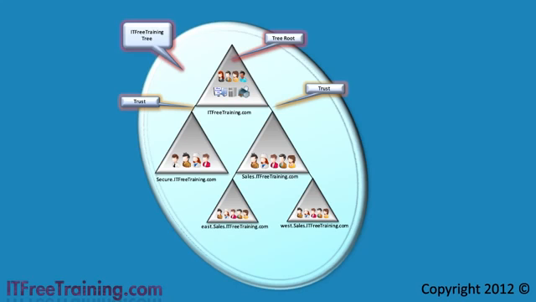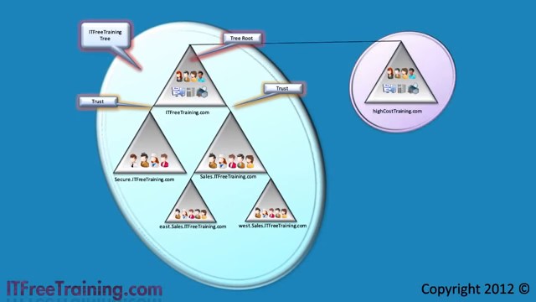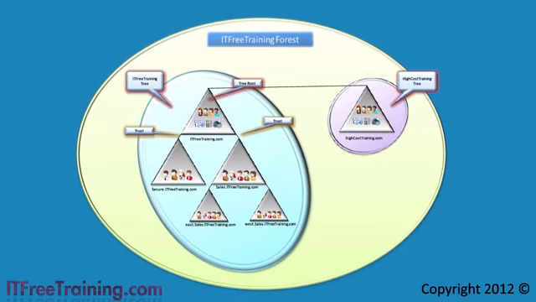The next question is, what would happen when you add another domain that has a different namespace to the other domains? For example, if I added the domain highcosttraining.com. When this happens, the new domain, highcosttraining, will be part of a new tree. I now have two trees, the IT Free Training tree and the High Cost Training tree. So far, I have looked at the root domain and child domains in a tree, but there is one structure that links all these together called a forest. A forest encases multiple domains and trees into one structure.